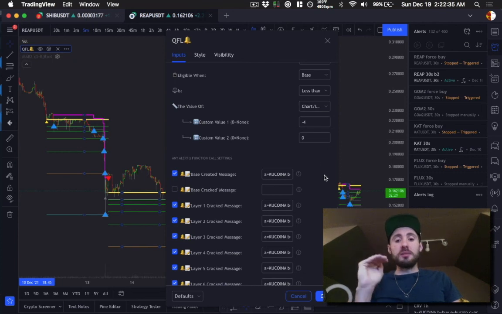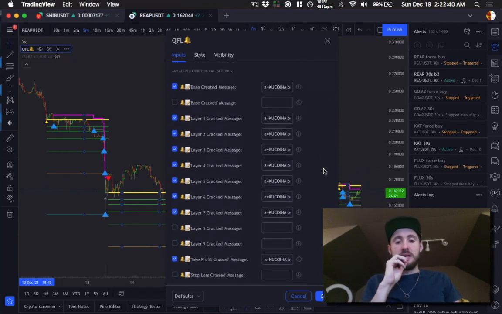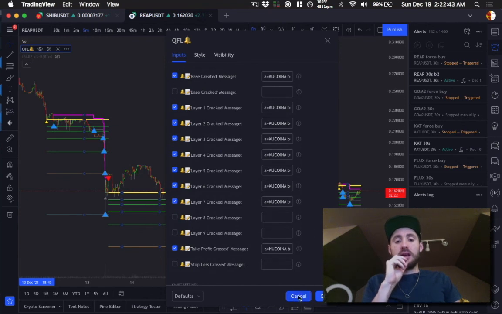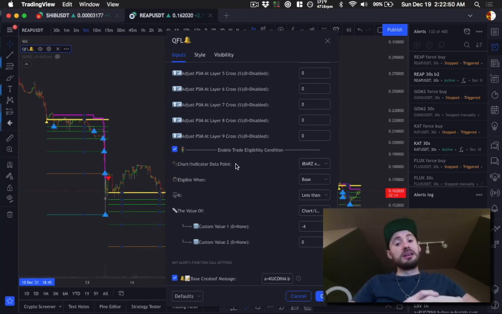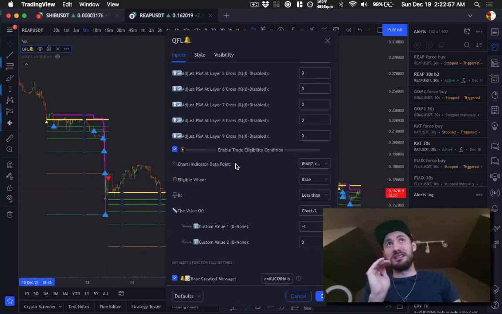Now, let me talk about the shortcomings, and he's working on it. This right here, the enable trade eligibility condition, this is my only complaint about this. If he gets this fixed, then I'm all in and I'm never going to shut up about this indicator. In fact, I might shut up because this is going to be so valuable. I don't want none of y'all on this. That's how I feel about it.